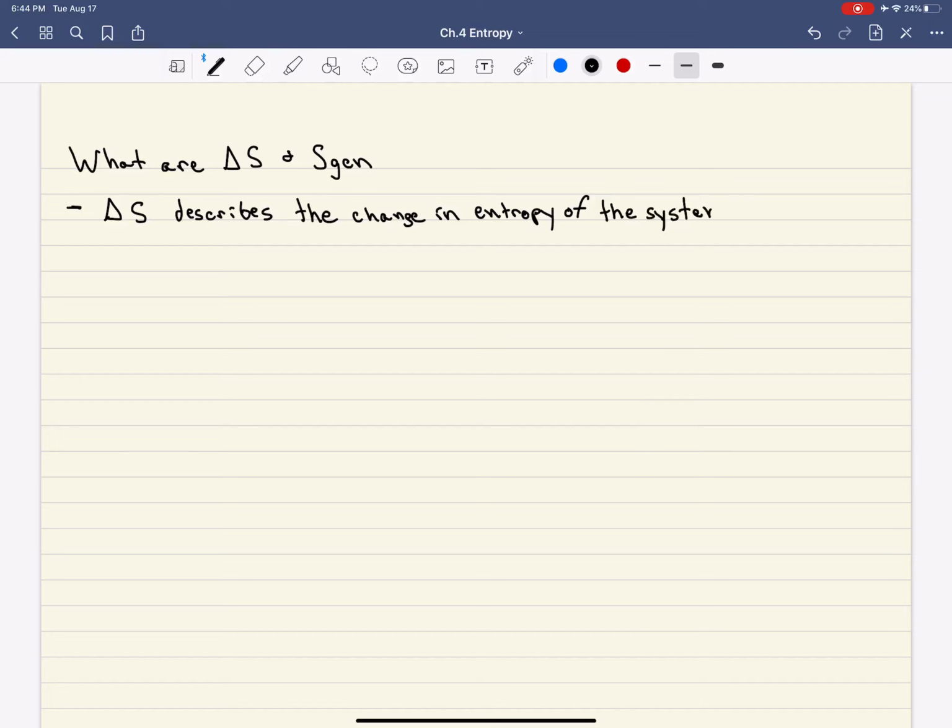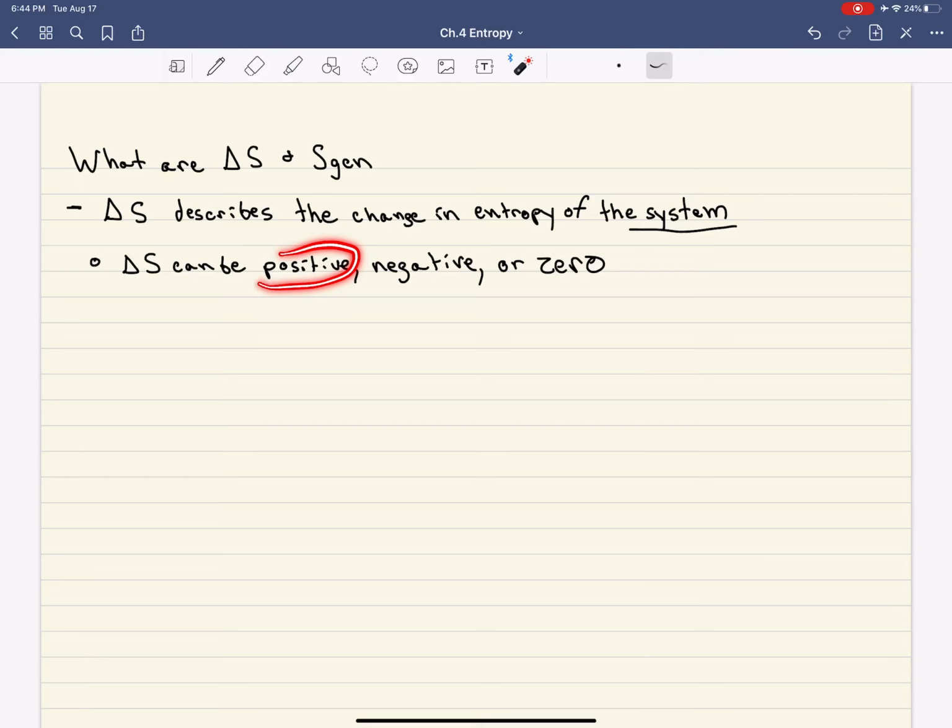Okay? And our delta S itself can be positive, negative, or 0. Essentially the system can either increase the amount of entropy it has, decrease the amount of entropy it has, or the amount of entropy it has over the course of a process can remain the same. Okay? And this is specifically talking about the entropy of the system.